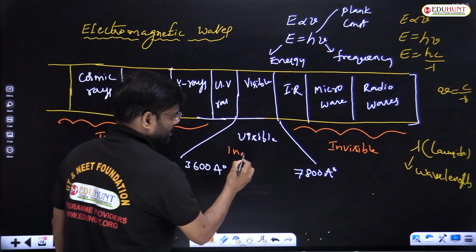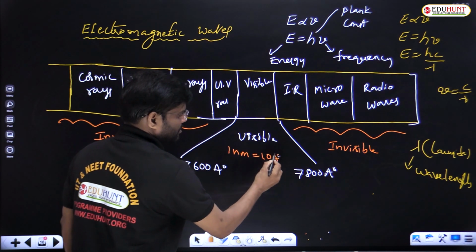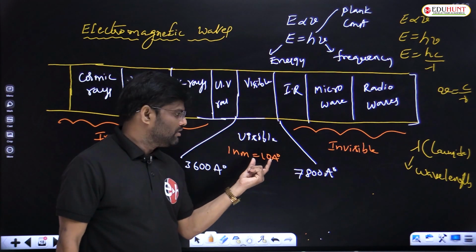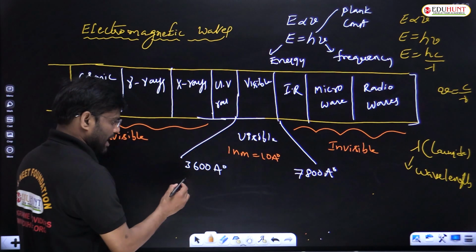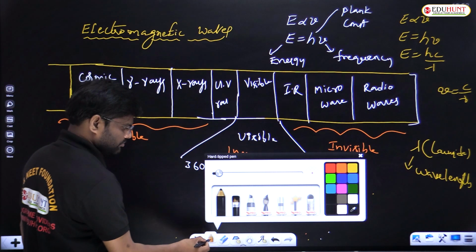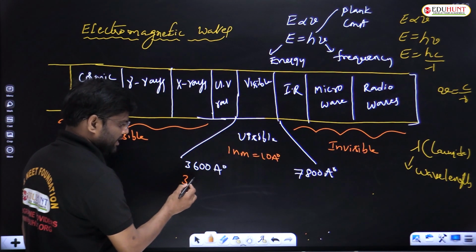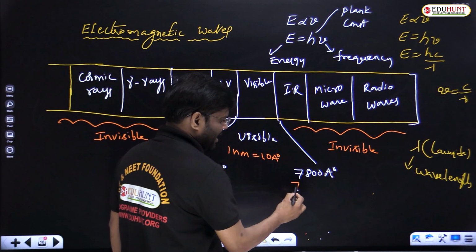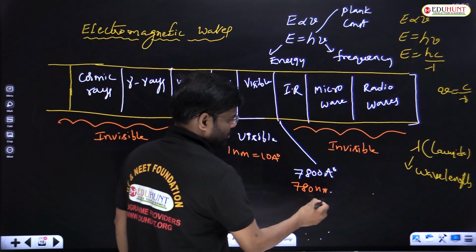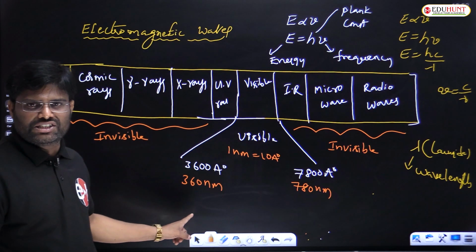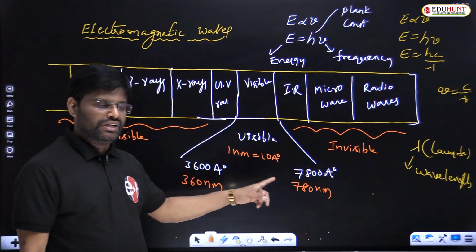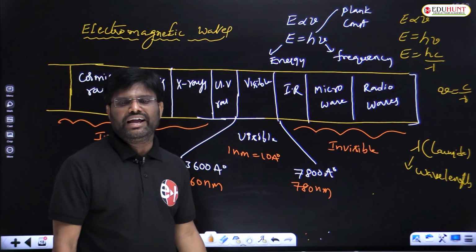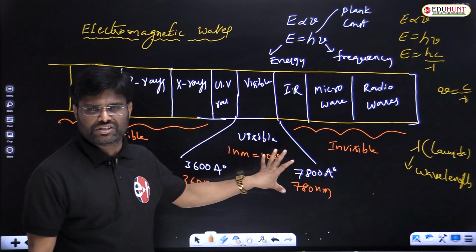1 nanometer is equal to 10 angstroms. So I'll write it like this: 360 nanometers to 780 nanometers. In angstroms, 3600 angstroms to 7800 angstroms. We can see the light in this range.